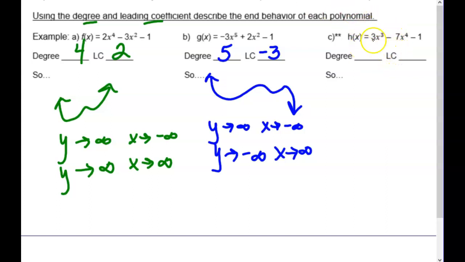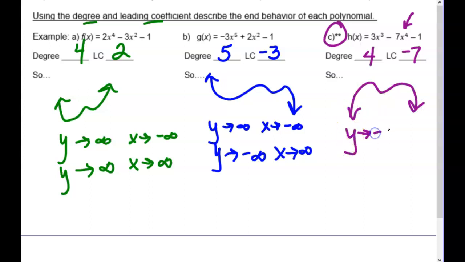Okay. What's happening here? They're trying to trick us. Little stars, because what's the leading coefficient and degree? It's not in standard form, right? So the highest exponent power is still a 4, and the -7 is the leading coefficient, so this would be both ends down. Or y is going to approach -infinity both as x goes left or as x goes right.